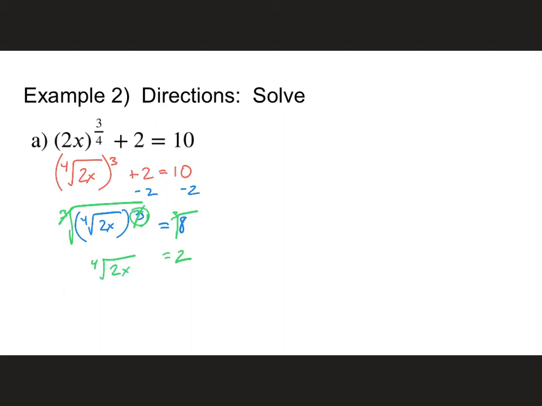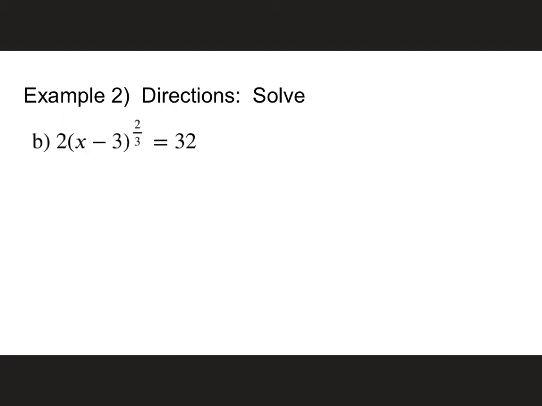How do I get rid of the fourth root? I raise it to the 4th power. And then the exponent and the radical cancel out, and I'm left with 2x equals 16. And I go through, do my last step, and end up with the same answer I got, x equals 8. And again, make sure you check yourself.